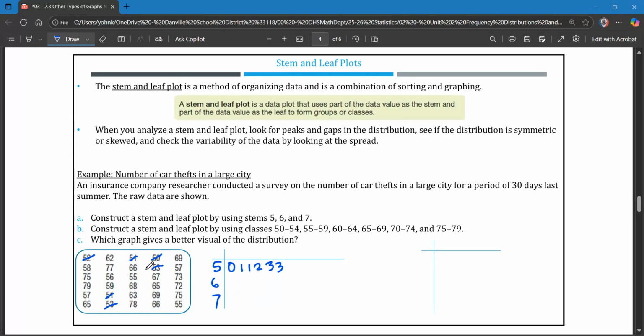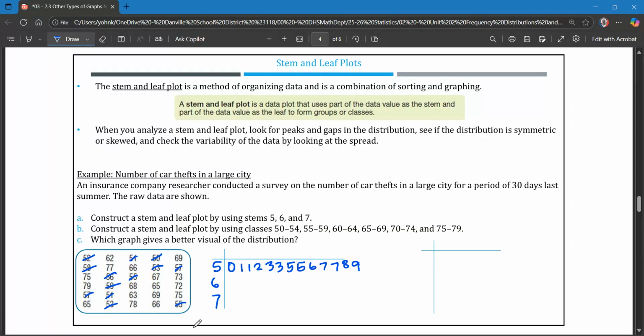So then we look for 54 and there aren't any. We look for 55s and there are 2, so I'm going to put 2 5s. We look for 56s, which there is 1. I look for 57, which there are 2. And then 58, there is 1. And 59, there is 1.